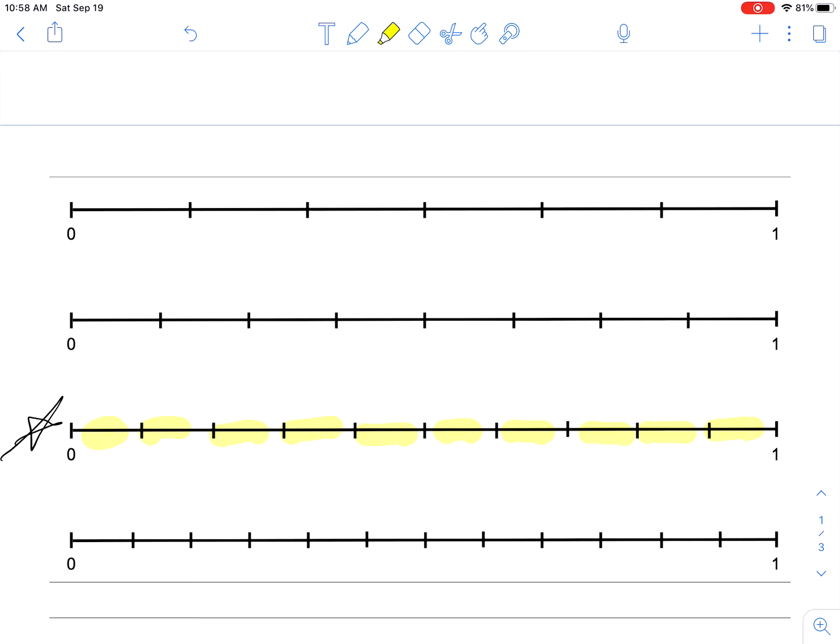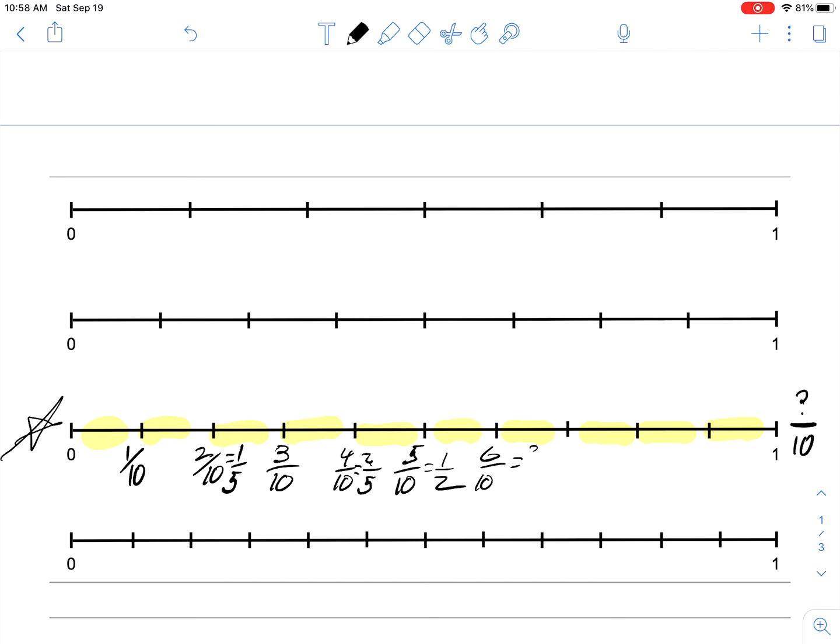Okay? So that means that when I'm labeling, everything is a number over 10 unless I simplify it. So I have 1/10, 2/10. Well, I see I can simplify that to 1/5. 3/10, 4/10, which equals 2/5, 5/10, which equals 1/2, 6/10, which equals 3/5, 7/10, 8/10, which equals 4/5, and 9/10.